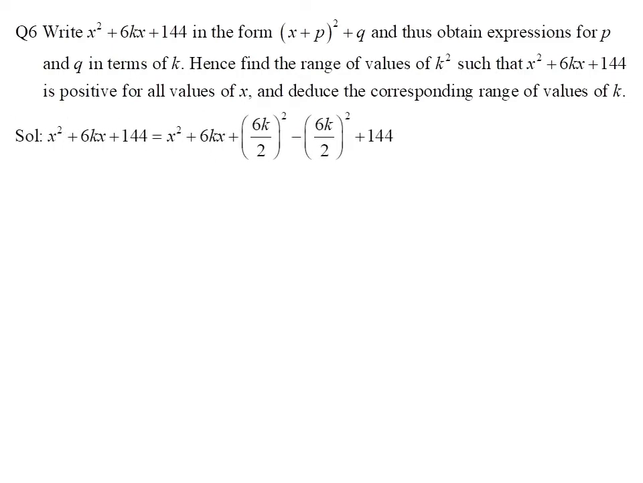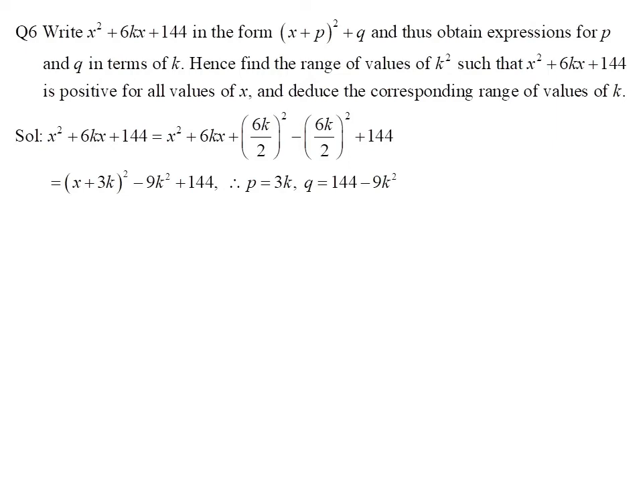As required by the question, the quadratic expression is transformed to its turning point form by adding a constant term, (6k over 2) in parentheses squared, which is actually 9k squared. Please note, the quadratic coefficient is 1 in this case, so we can directly add a constant here. After simplifying, we have its turning point form of (x plus 3k) in parentheses squared minus 9k squared plus 144.